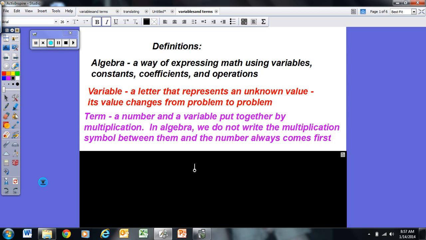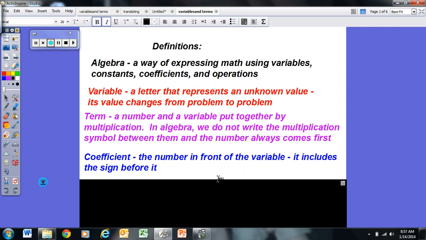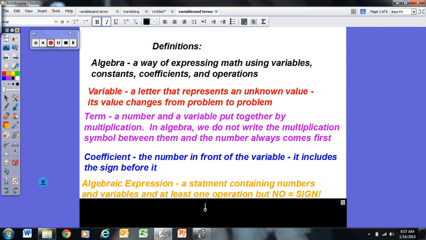A term is a number and a variable put together by multiplication. In algebra, we don't write the multiplication symbol between, we just always write the number and then the letter, and those are terms. Coefficient is the number in front of the variable, including the sign.